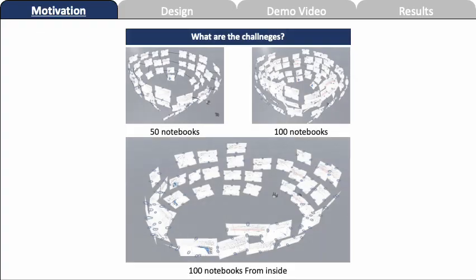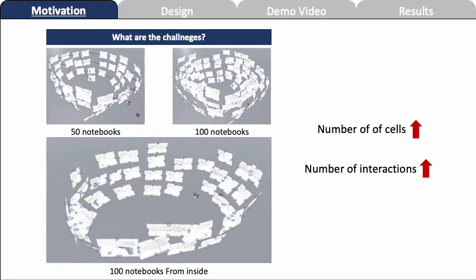However, as an analysis progressed, the number of cells increased. The challenge here is that when the number of cells increased, users needed to handle an increasing number of interactions to build the structures and manage the workspace effectively.